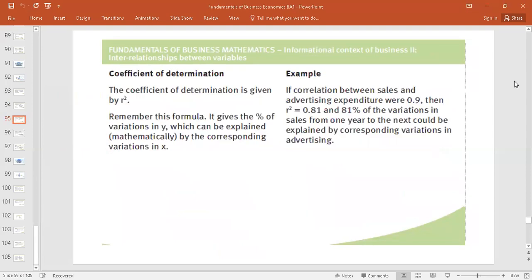Then we have a term called coefficient of determination. Coefficient of correlation is given as R. Coefficient of determination is given by R square. Remember this formula. It gives the percentage of variations in Y which can be explained mathematically by corresponding variations in X. How do we interpret that? If the correlation between sales and advertising expenditure were 0.9, then R square is 0.81, or 81% of the variation in the sales from one year to the next year.